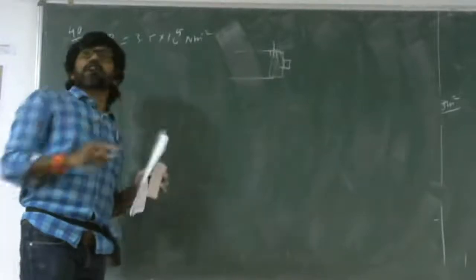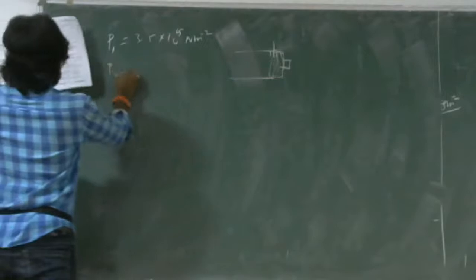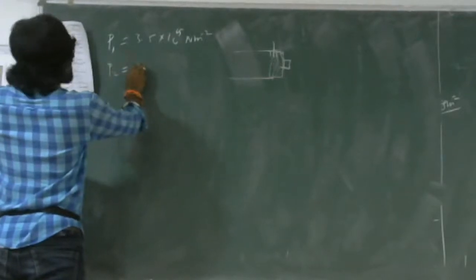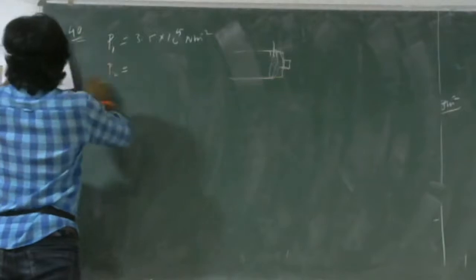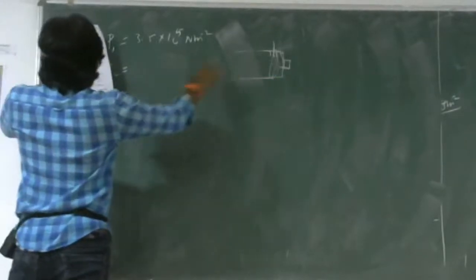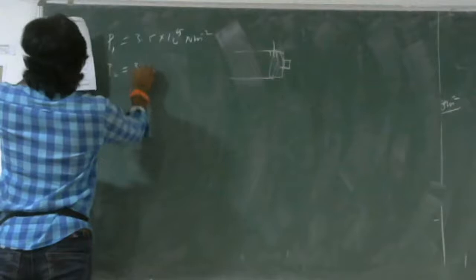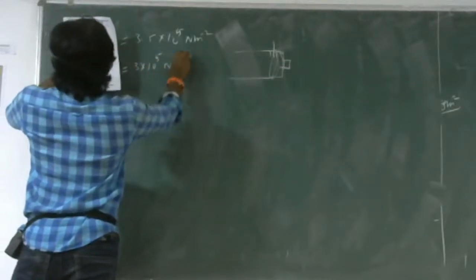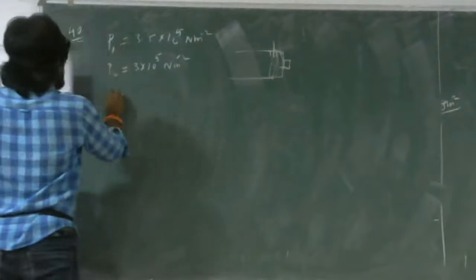Now, once you open this lid or valve, the water starts flowing. In this condition of flow, or dynamic condition, pressure is observed to be P2. Question number 40: on opening the valve, the reading of the pressure meter is 3 × 10^5 Newton per meter square. Calculate the speed of the flowing water.